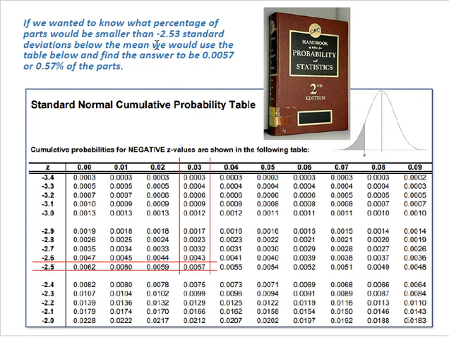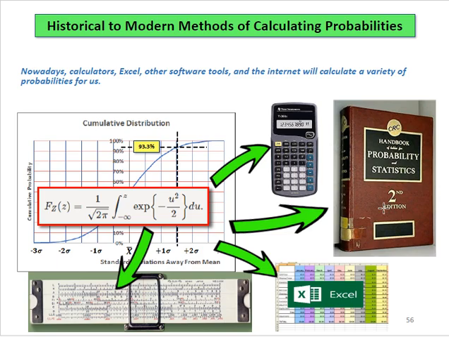And here is a sample reading. If your sigma is negative 2.53, we go to negative 2.5 and then go 0, 1, 2, and then 3. You're going to get 0.0057. Turn that decimal into a percentage, and you get 0.57% of the parts for that area. So this is the historical to modern methods of calculating probability: your book a long time ago, then your calculator for high school, and then your Excel as the starting point of college.